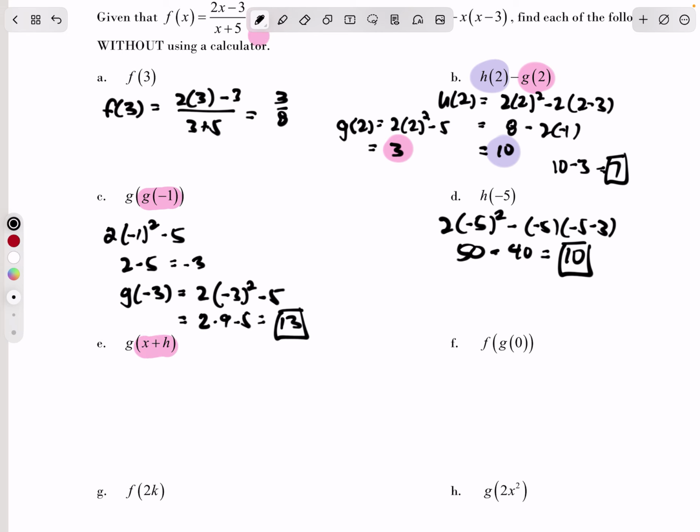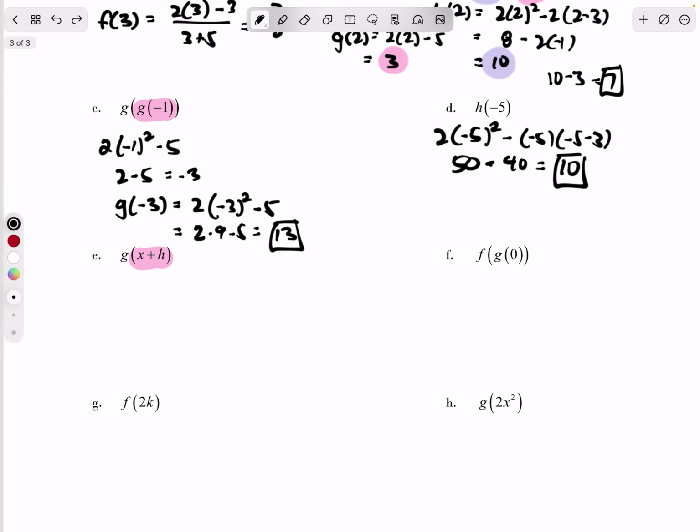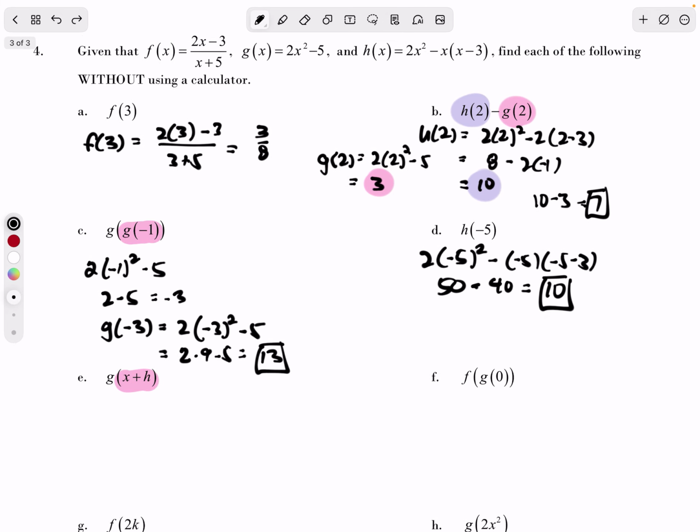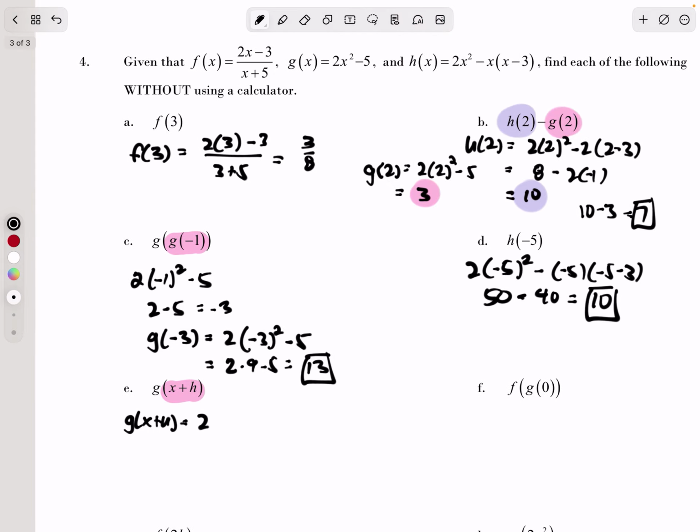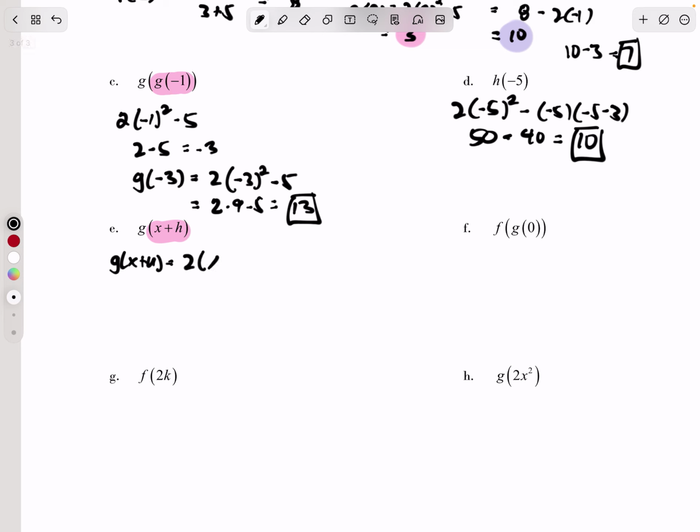G of x plus h. What this means is, just like with the numbers, you see how this is an algebraic expression. Your answer will not be a satisfying number. It's just going to have variables in it. So g of x is 2x squared minus 5. So g of x plus h is 2, let me look at that function again, 2x squared minus 5. So 2 times x plus h squared minus 5. And we're going to work this out, okay?